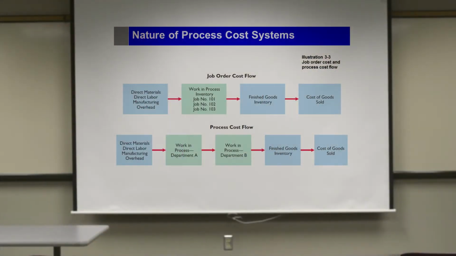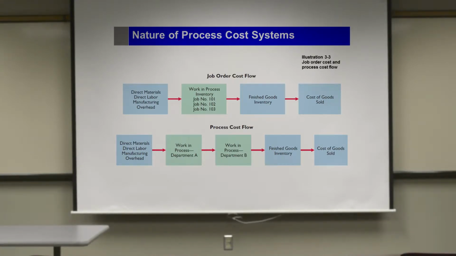To look at the flow of cost in the two cost systems, we accumulate the cost of direct material, direct labor, and manufacturing overhead in each of the jobs. So job 101 will have all the three elements, 102 will have the three elements. Once the jobs are finished, they go to the finished goods inventory. And when the goods are finished and then sold, the cost moves to the cost of goods sold in the income statement.